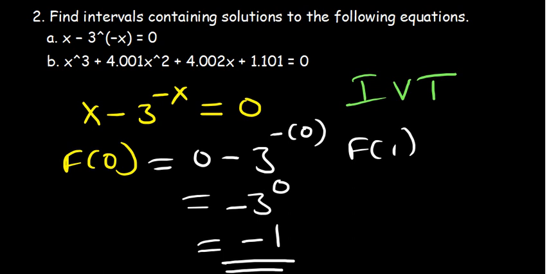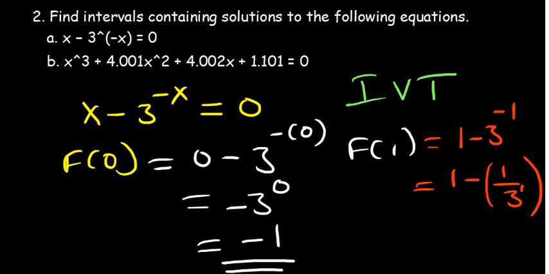So trying f of 1, we're going to have 1 minus 3 to the power negative 1. Well, we do know that any number to the power negative 1 is the same as 1 over that. So basically, you get to subtract 1 minus 1 over 3, which is supposed to be 2 over 3, which is obviously a positive result.